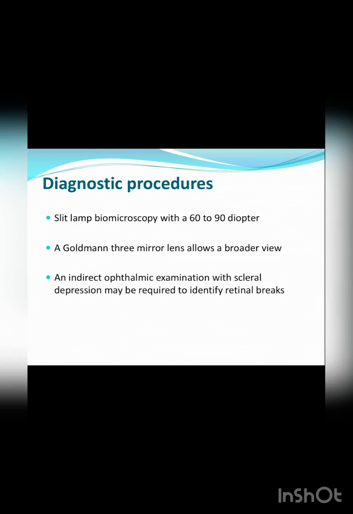So let's come towards the diagnostic procedures. As we know, the patient should be properly diagnosed, so we have slit lamp biomicroscopy with a 60 to 90 diopter lens, but mostly we use the 90D as it gives a very large field of view. A Goldmann three-mirror lens is required to examine for a broader view, and thirdly we have indirect ophthalmoscopic examination with scleral depression, which may be required to identify how the retinal breaks formed. It's very easy by indirect ophthalmoscopy, we can see a very clear picture of retinal breaks.